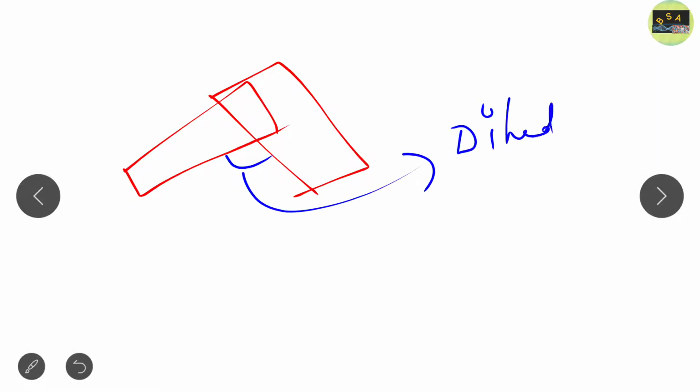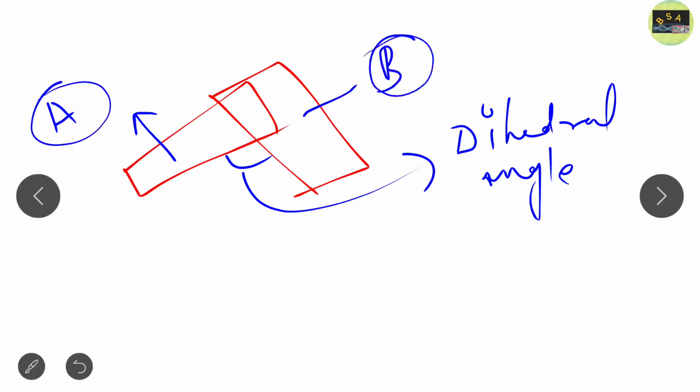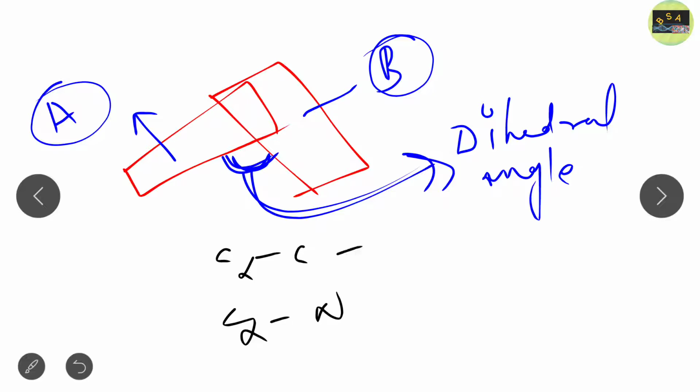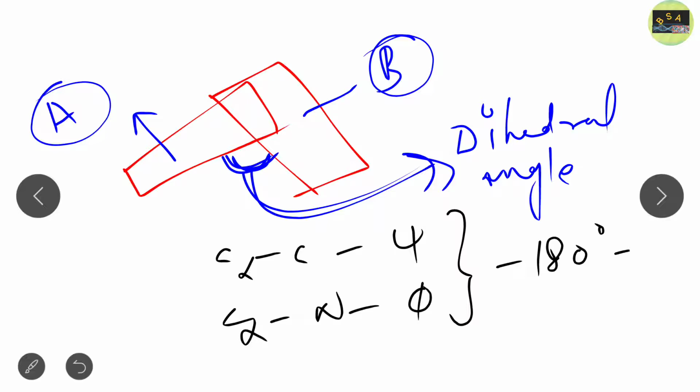Okay, dihedral angle. Clear? So the angle between two planes, this is plane A, this is plane B. The angle between these two planes is known as the dihedral angle. So rotations about bonds are described as torsion, dihedral angle or conformational angle. Till now we studied that rotation is possible along C alpha C and C alpha N, that is along the psi and phi angles, between minus 180 degrees to plus 180 degrees.